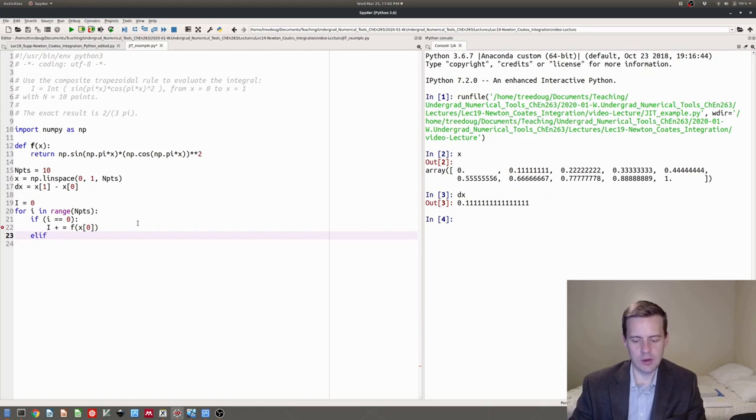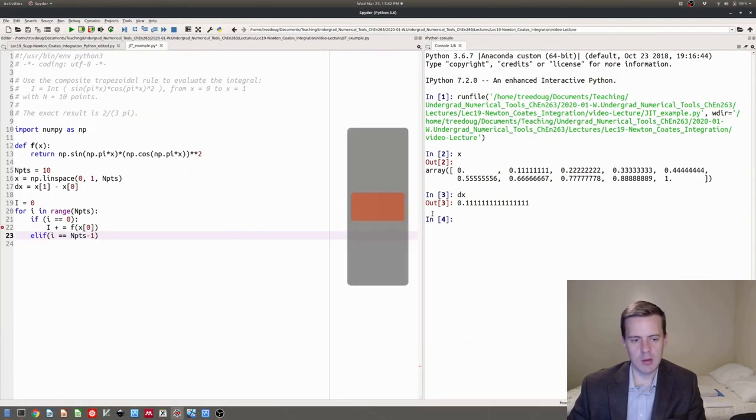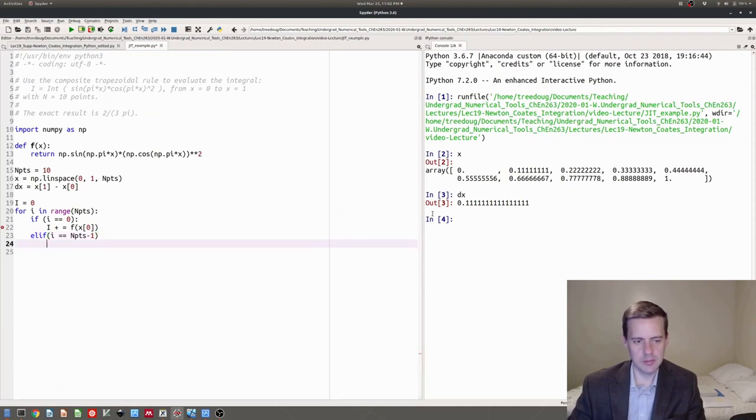Else if i is equal to n points minus 1, that's my other n down here, then I'm also going to add in f at x of i, right? I can actually make this i, because that will be 0 there. That will be n minus 1. Then I don't have to retype n minus 1. Okay? But if... Oh, I need a colon there.